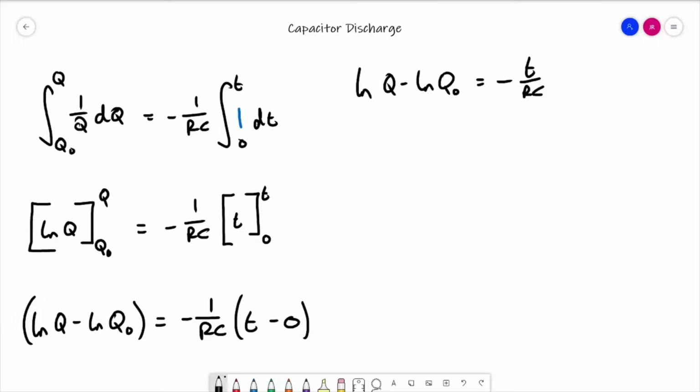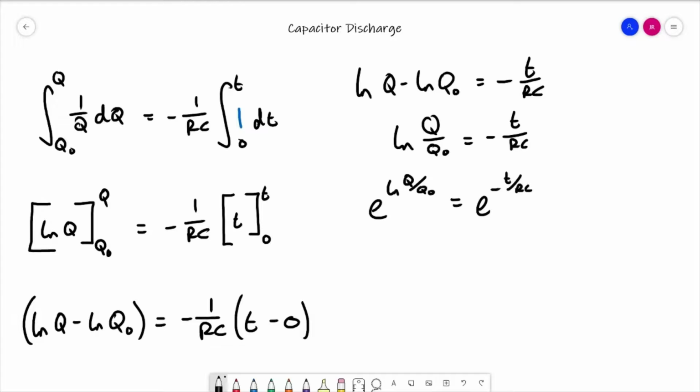Now on the left hand side we'll tidy that one up a little bit. Whenever we subtract logs, it ends up as one divided by the other, so that ends up as natural log of Q over Q0 is equal to minus t over RC. Next, we are going to take the exponential of both sides. We're going to raise both sides as powers of e. So if we do it properly, e to the natural log of Q over Q0 is equal to e to the power of minus t over RC.